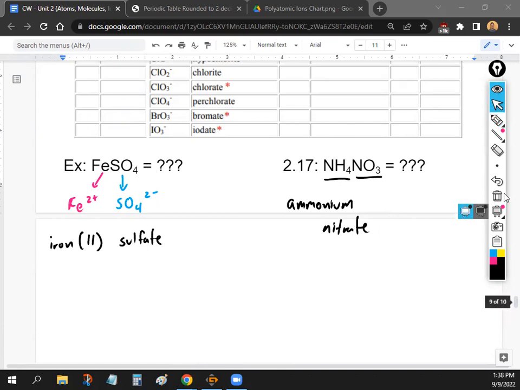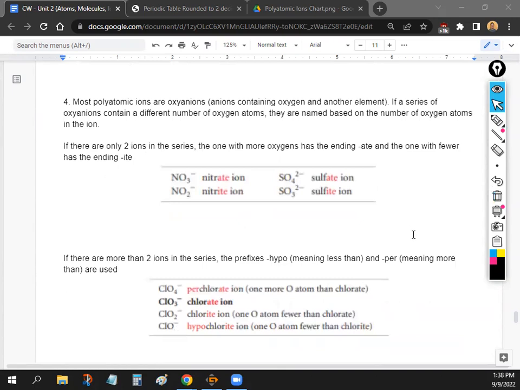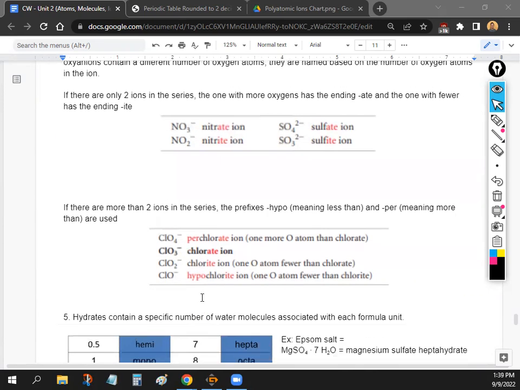Okay, let's move on to the 4th naming rule. The 4th one we're not gonna really go over because sometimes they use it, but most of the time they don't. So if you want to read it for your own knowledge, you can. If we have a couple of ions in a series, by series we mean everything stays the same except the oxygen, the prefix and the suffix might change. For example, ClO3- is chlorate. You add an oxygen, it becomes perchlorate. Take away one, it becomes chlorite. Take away another one, it becomes hypochlorite.